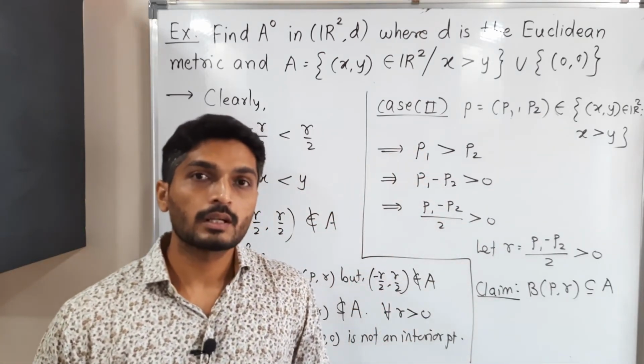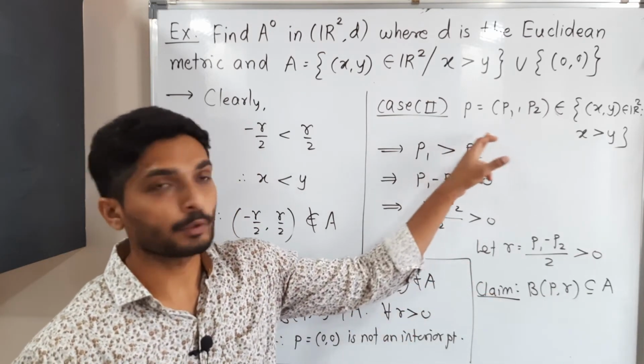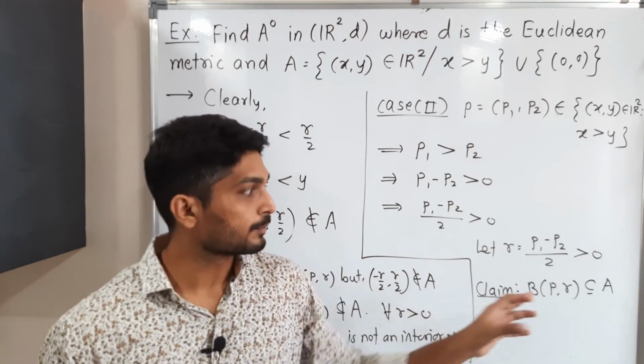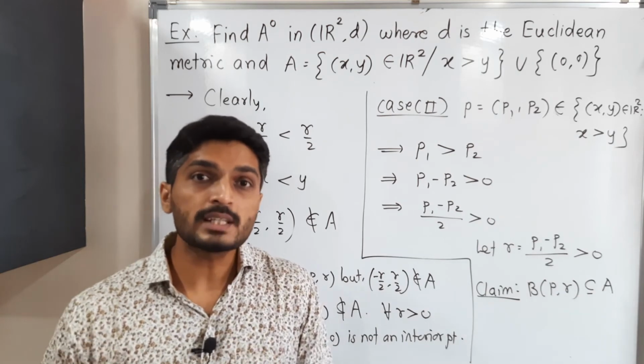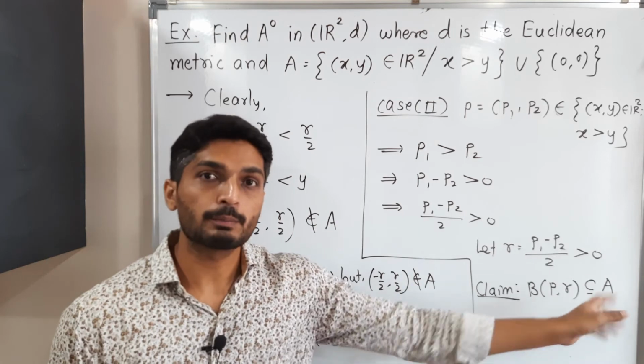So I'm going to prove that the open ball with center P and radius r is a subset of A. We have taken the radius, we have selected point P from this part. How to prove that one set is a subset of another? The technique is simple. We take some point from this set and we will prove that it is in A.